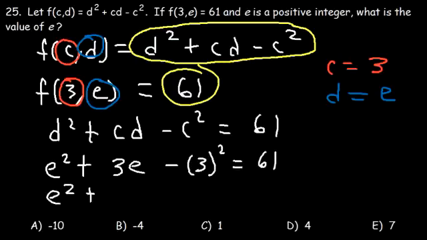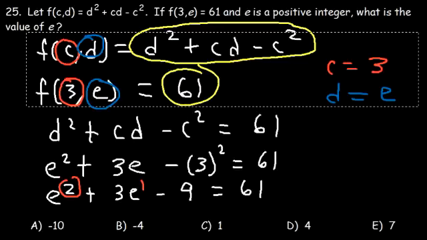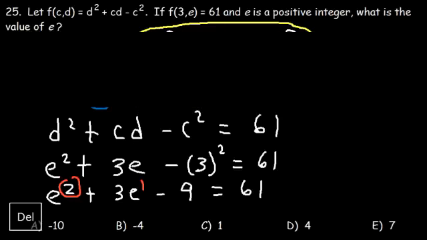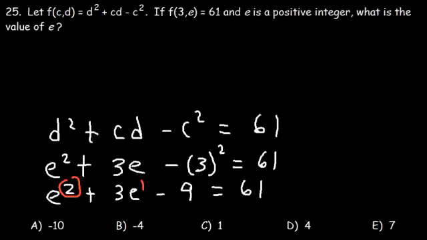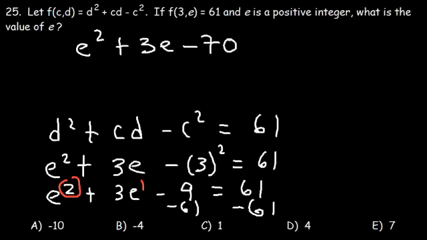So 3 squared, which is 3 times 3, is equal to 9. Notice that we have a quadratic equation, e squared and e to the first power. So we might be able to factor it. If not, we can complete the square or use the quadratic formula. But usually these types of problems are factorable, because the quadratic formula takes too long. And if you're taking the SAT, you have to do everything fast. So let's subtract both sides by 61. So negative 9 minus 61 is equivalent to negative 70.